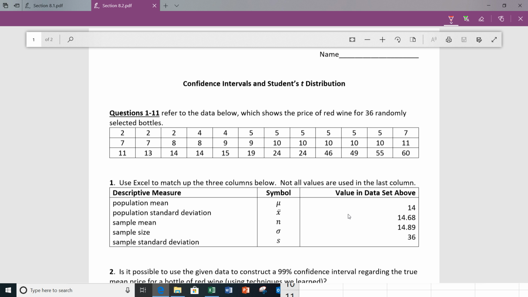Population standard deviation is sigma. I'm just gonna draw one. Sigma X. That's the standard deviation of the sampling distribution. Yeah, and then population mean is that. And then N is the sample size. And sigma is the... Okay, I'm gonna just go over this because I think we're right there.